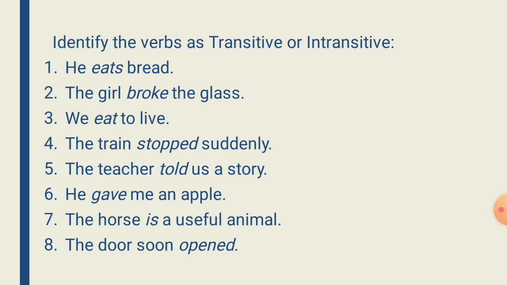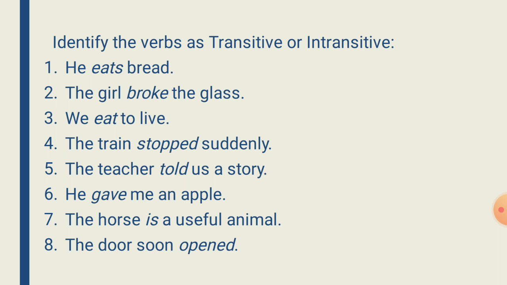How to find an object? You ask the questions what or whom to the verb. If you are getting an answer after the verb, it is known as an object. See the first sentence, he eats bread. What does he eat? You are asking the question what to the verb eats. So you are getting the answer bread. If you are getting an answer to the question what, then it is known as a transitive verb.